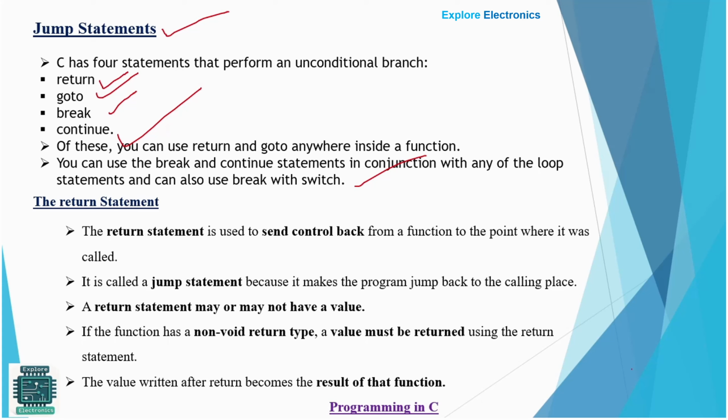The first one is the return statement. It is used to send control back from a function to the point where it was called. It is called a jump statement because it makes the program jump back to the calling place. A return statement may or may not have a value. If the function has a non-void return type, then a value must be returned using the return statement. The value returned after a return becomes the result of that function. That's why the return 0 that we write at the last line of the program is called the result of the function.